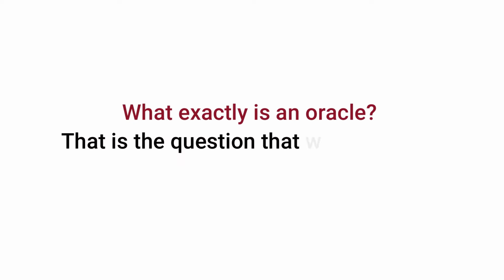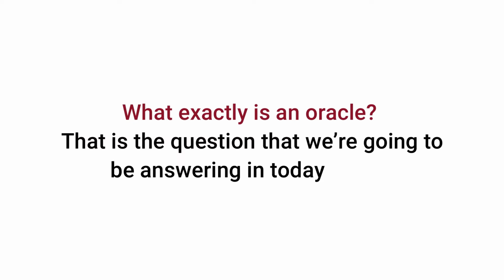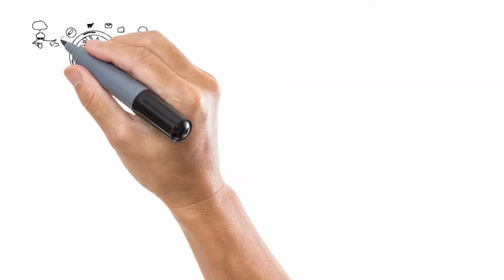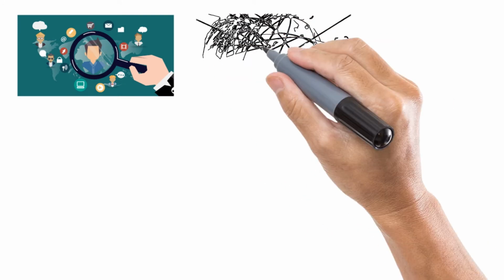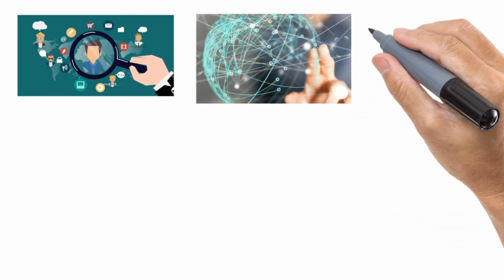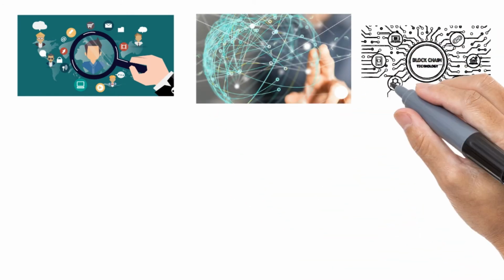But what exactly is an oracle? That is the question that we're going to be answering in today's video. Let's dive right in. Third-party services, known as blockchain oracles, offer smart contracts with external data. They act as a link between blockchains and the rest of the world.